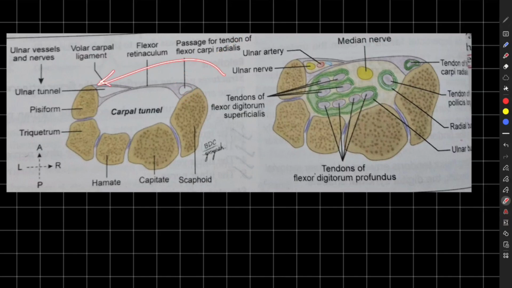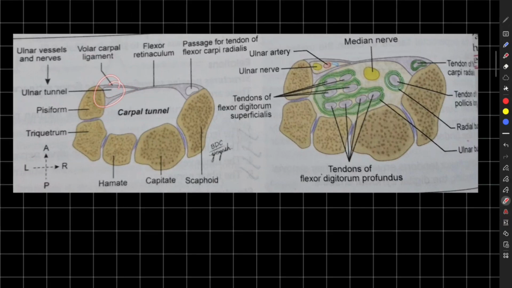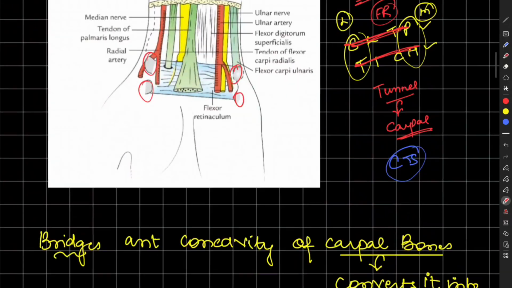On the medial side, the superficial slip attaches to the pisiform bone and forms another tunnel which is called the ulnar tunnel. And this ligament that you can see, we call it the volar carpal ligament. So on the lateral side we have an area for the passage of the flexor carpi radialis, whereas on the medial side we have a passage for the ulnar nerve and artery, that is our ulnar tunnel, and the ligament is called the volar carpal ligament.